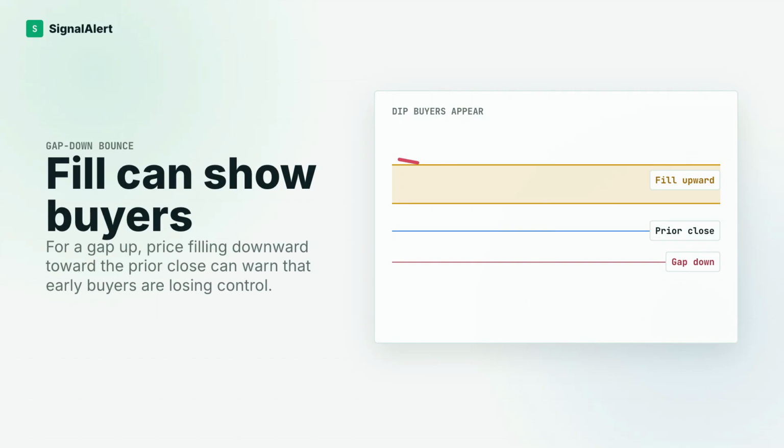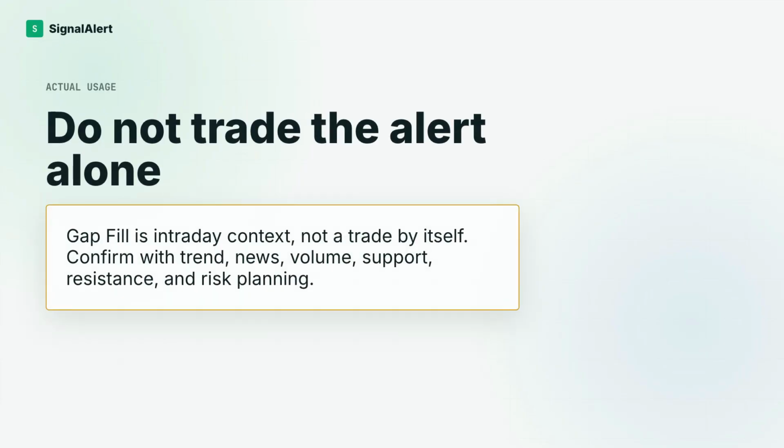Why do traders watch this? Because it helps separate a gap that is holding from a gap that is fading. A gap up that holds near the open can show buyers still have control, but if it starts filling quickly, early strength may be fading. A gap down that fills upward can show dip buyers stepping in, but it still needs context.